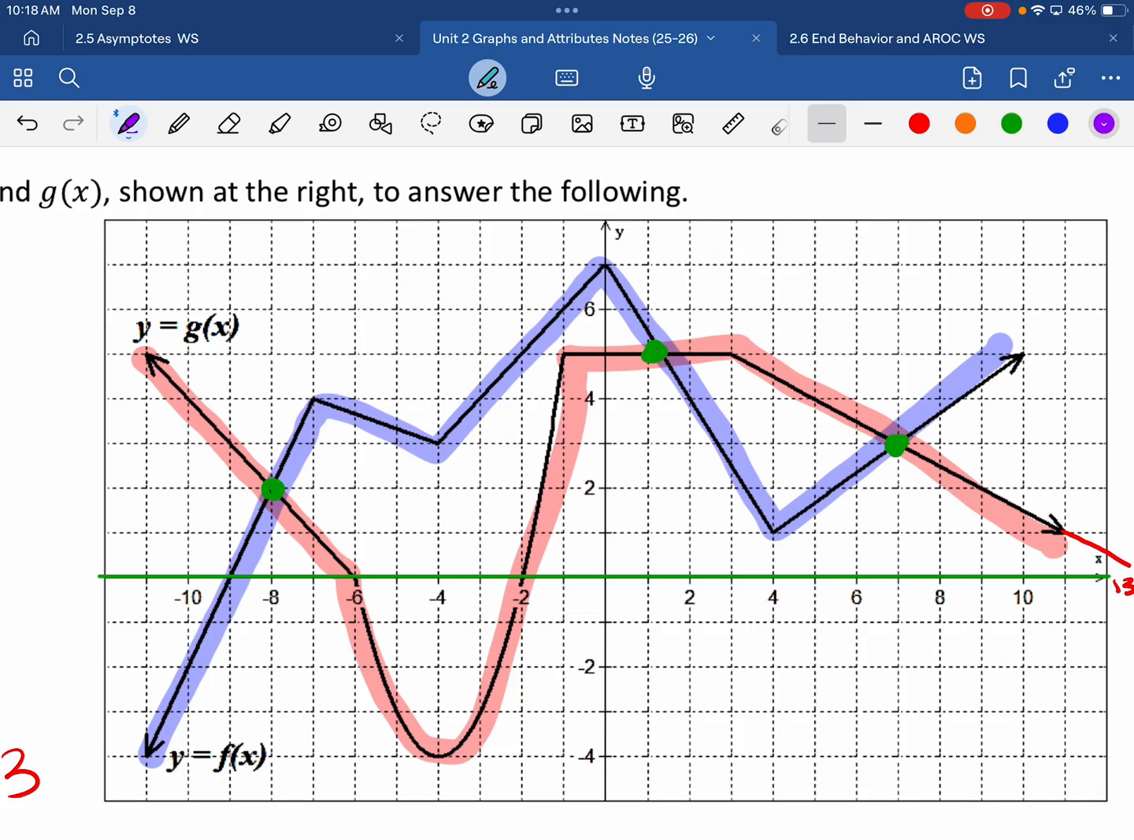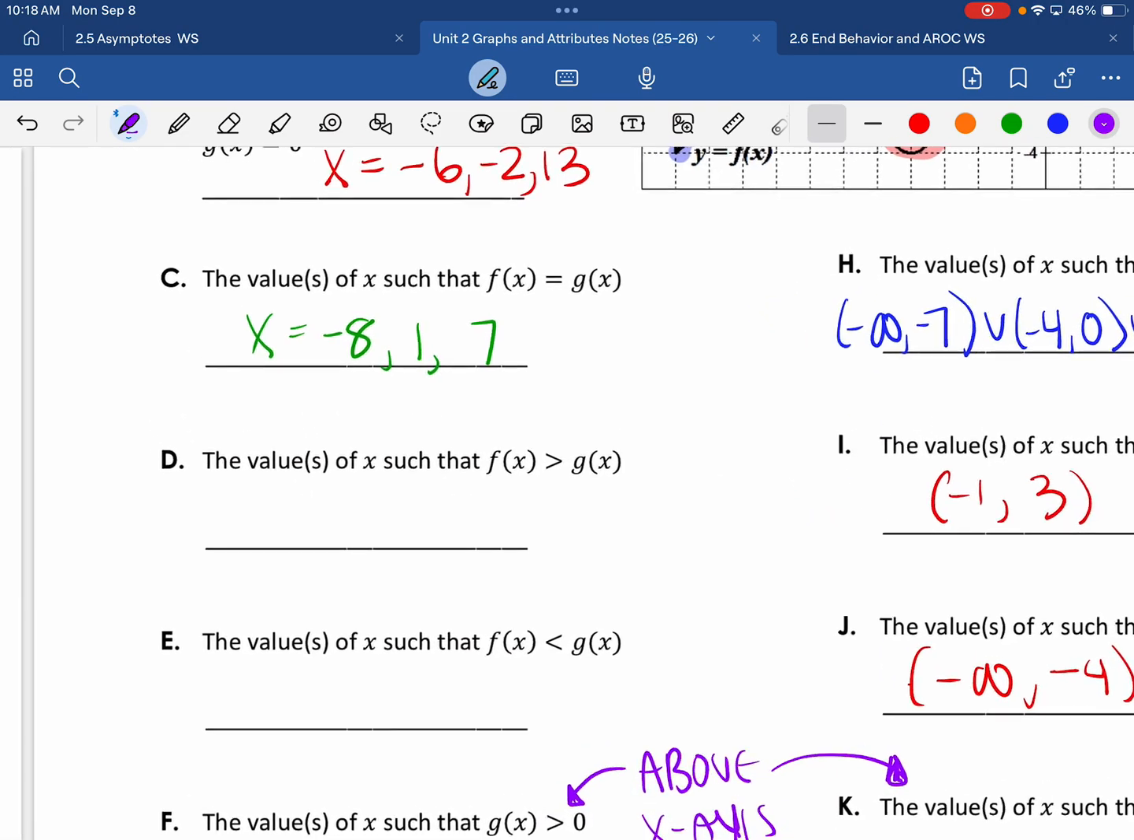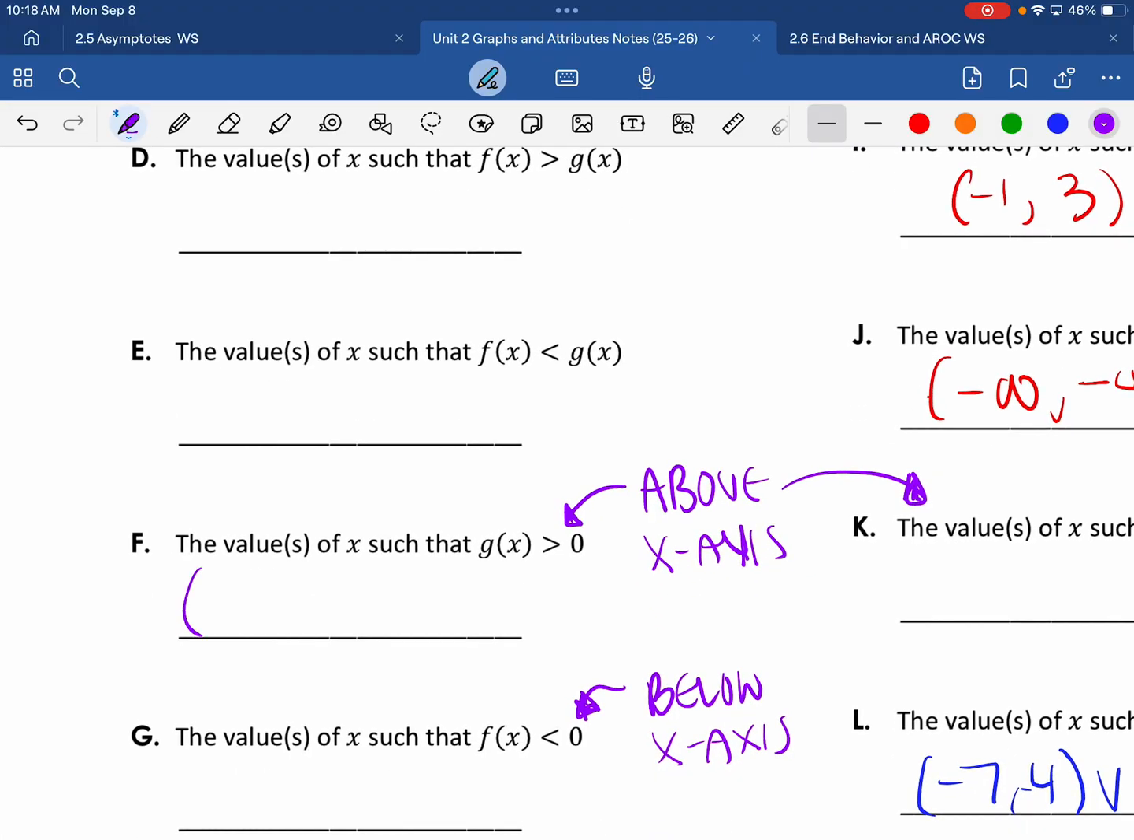All right, so on letter F, we want to know when g is greater than 0. So g is the red function. Are we greater than 0 from the start? Yes, we are above all the way to what number? -6. So we're going to say negative infinity to -6, and then we're below, and then we pop back up greater than 0 from -2 to 13. So negative infinity to -6, and then -2 to 13.